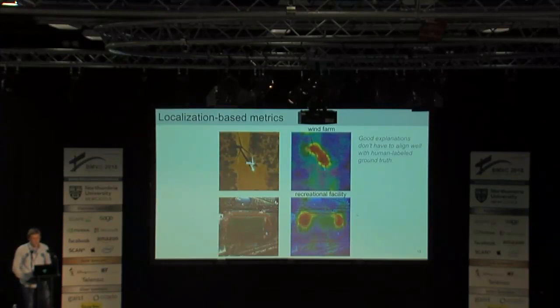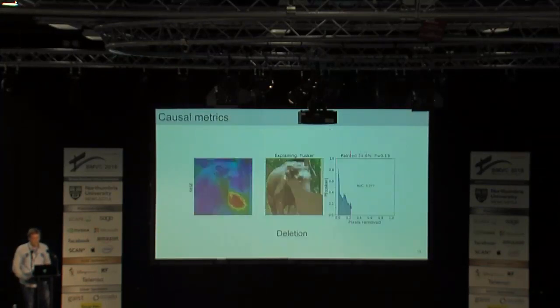These examples prove the point that sometimes good explanations don't align well with human-labeled ground truth. In both cases, if we were to compute some localization metrics, the saliency maps will not get high scores, but they're still good explanations, and we can see that shadows are important. That's why we tried to invent some metrics that would capture how well the saliency maps show the causes in the image for the prediction.